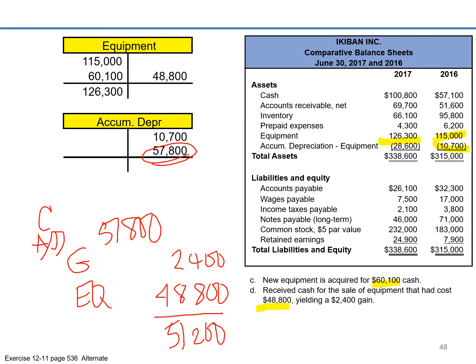no, that doesn't work. They must not have given us enough information. Hang on. Receive cash for sale of equipment that had cost of 48.8 and yielded a gain of 2,400. But we would need to know what the accumulated depreciation was on that asset.